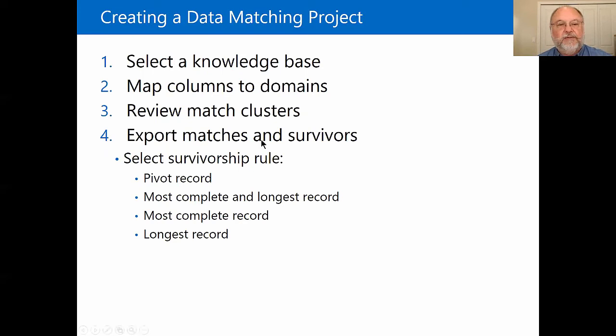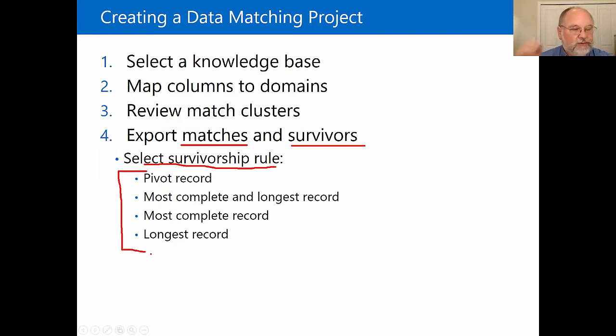And there are two kinds of records now. There are matches, that is all of the records in the cluster, and there are survivors, the one that you want to use. So out of all the records in the cluster, I'm going to choose one of them to be the survivor, the one that gets actually exported. And you can define survivorship rules, or actually I should say you can't define them. You can choose from these four possible survivorship rules.